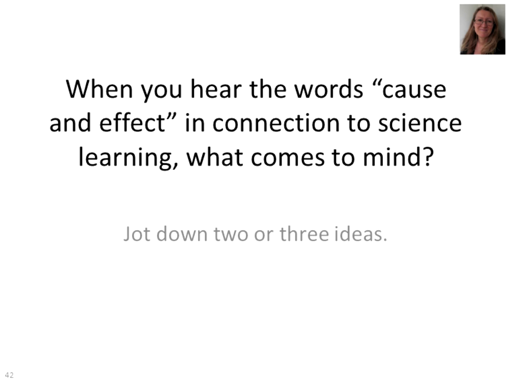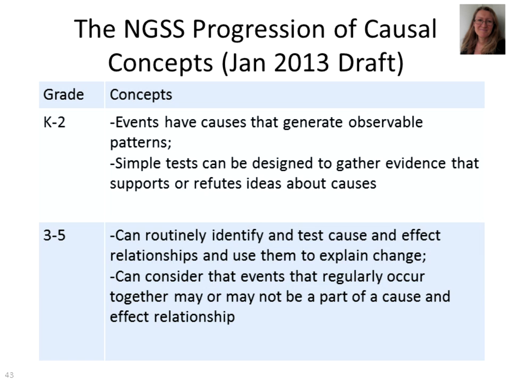So let me take a look right now with you at the way the cross-cutting concept of cause and effect is given in the standards, and let's look at how they shift and change over the different grade levels. This is the January 2013 draft, and what you see at the K-2 grade level is a focus on events. Events have causes that generate observable patterns.